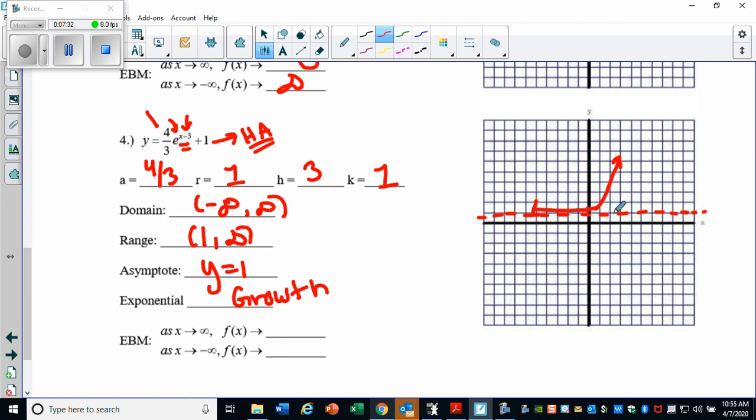So as x goes towards infinity, where's your graph going? It's also going towards infinity. On the left-hand side, this is the side that's going to follow our horizontal asymptote. As x approaches negative infinity, what's happening to your graph? Your graph is actually approaching your horizontal asymptote of 1.